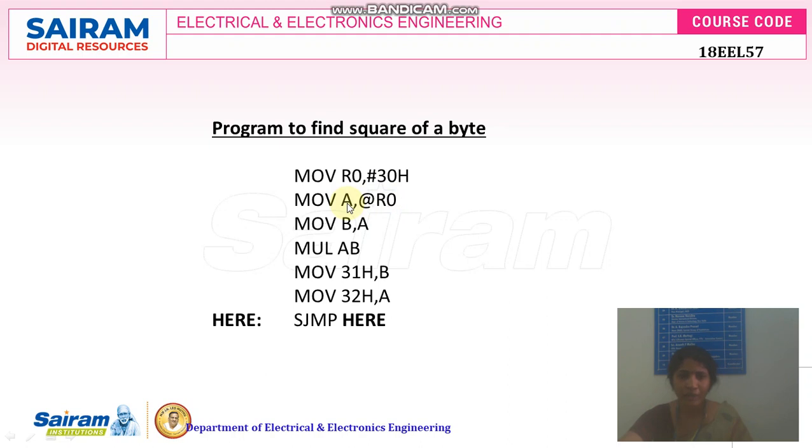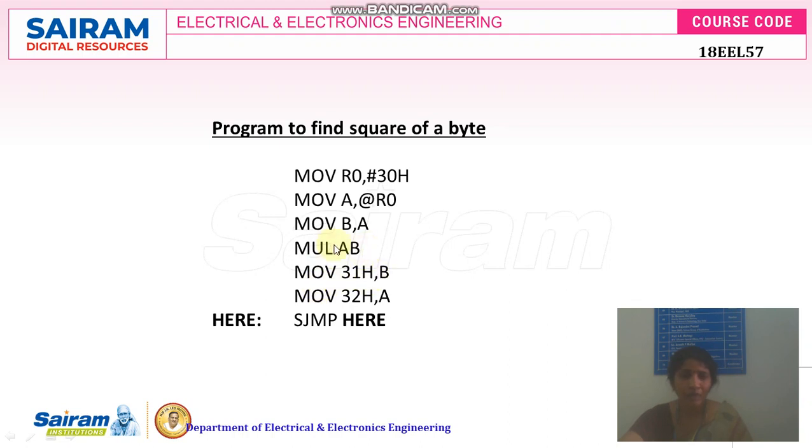Then I have to multiply. It is a square, right? So you need to multiply A into A. I will copy the same data into the B register so that I can multiply A and B. Whatever data you have in A, the same thing is available in B also. When you multiply, it is going to be A square. So MUL AB, MUL is the multiplication mnemonic used, and in the multiplication instruction you are supposed to use only the A and B registers. You are not supposed to use R0 or R1.